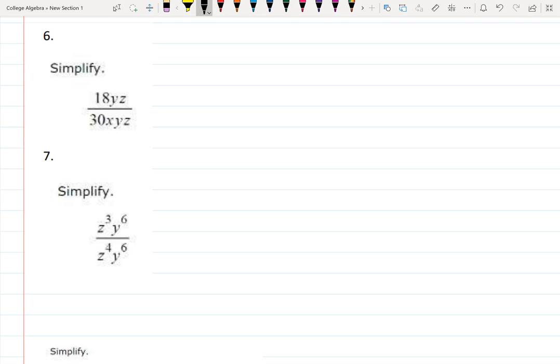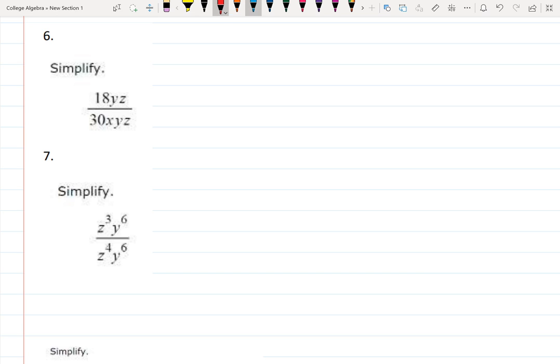Welcome to the video where we're going to be simplifying some expressions that involve exponents. That's the one that I know students get confused with, but don't worry, we're going to work with this example step by step. First, you might not even see any exponents here. We're just working with the fraction 18yz all over 30xyz.